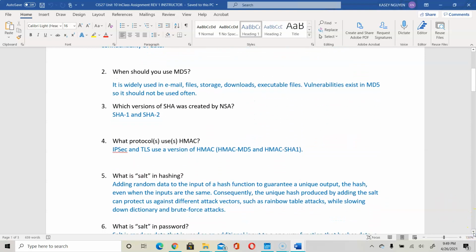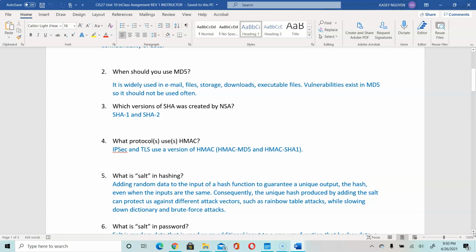So going to question 5, it asks you, what is salt in hashing? And salt simply implies the adding of random data or bits to the input of the hash function to guarantee the unique output, which is the hash, even when the inputs are the same. Subsequently, the unique hash produced by adding the salt can protect us against different attack vectors, such as rainbow attacks, while slowing down dictionary attack and brute force attack.